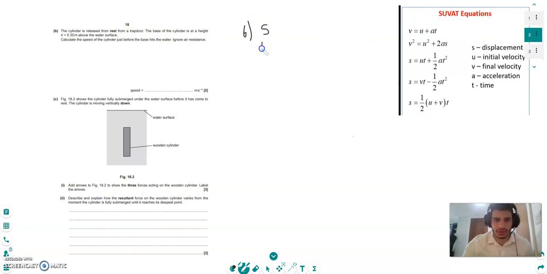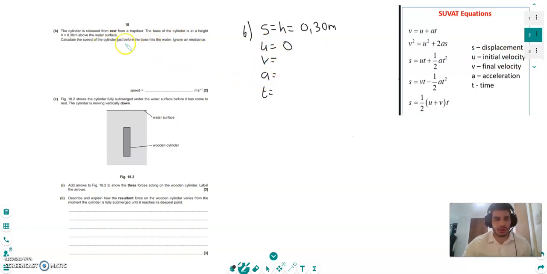So if I go on and write SUVAT here and identify what we are given from the exercise, it is good to write all the known stuff down here, so it will be easier for you to choose the appropriate formula to use. s is equal to h, and we're given it as 0.30 meters, right? It says that the cylinder is released from rest, so we know that u, the initial velocity, is 0.